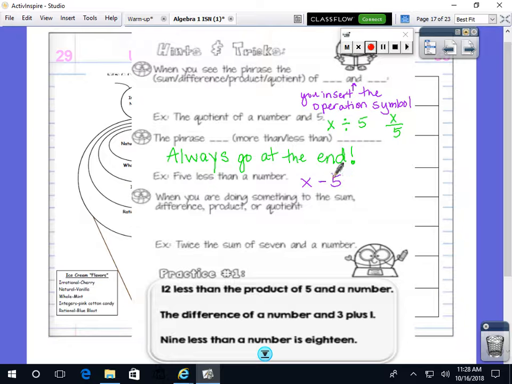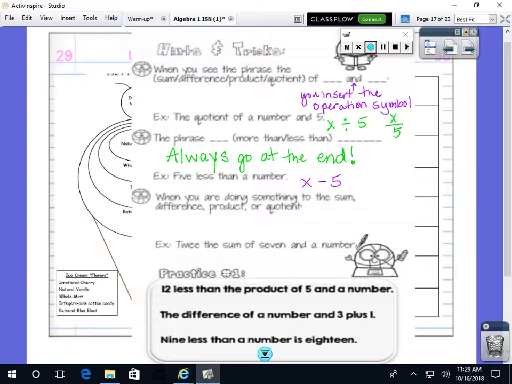The 5 is less than the number. So the number needs to come first, because then you'll know 5 is less than that number. Does that make sense why it has to go at the end? Because you need to know what the 5 is less than, and it's less than this number. So the number has to go in the front.